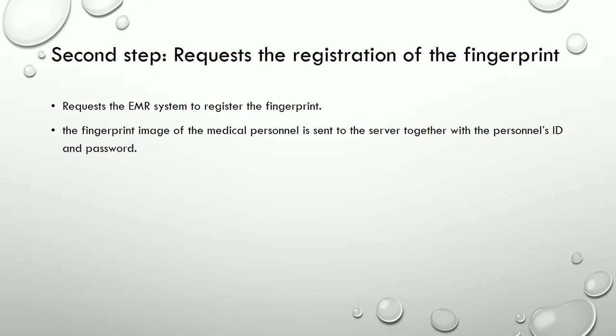And the second step for the register process is to request the registration of the fingerprint. In this step, the system requests the electronic medical record system to register the fingerprint, and the fingerprint image of the medical person is sent to the server together with their personal information such as their ID and password or other information.